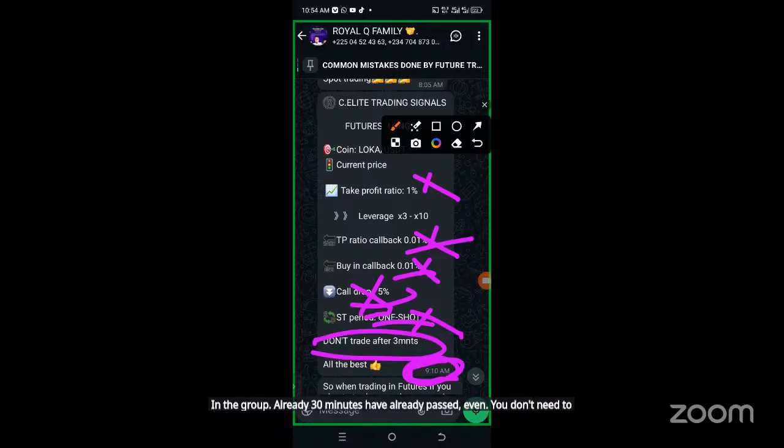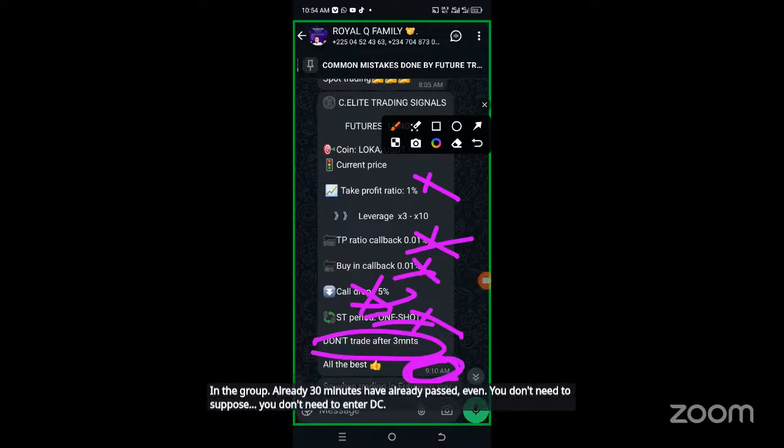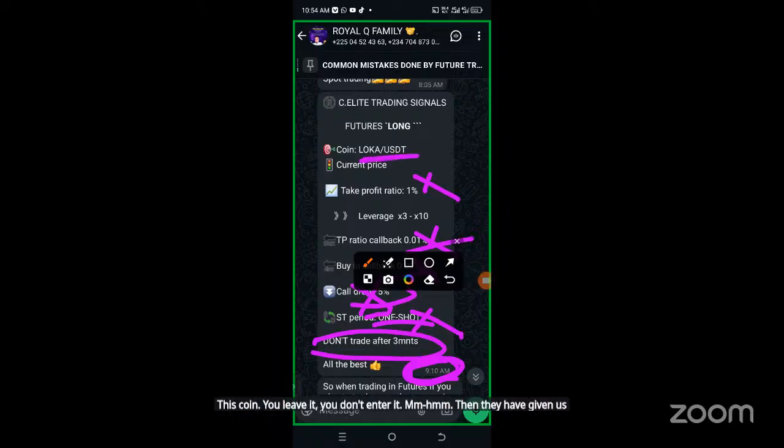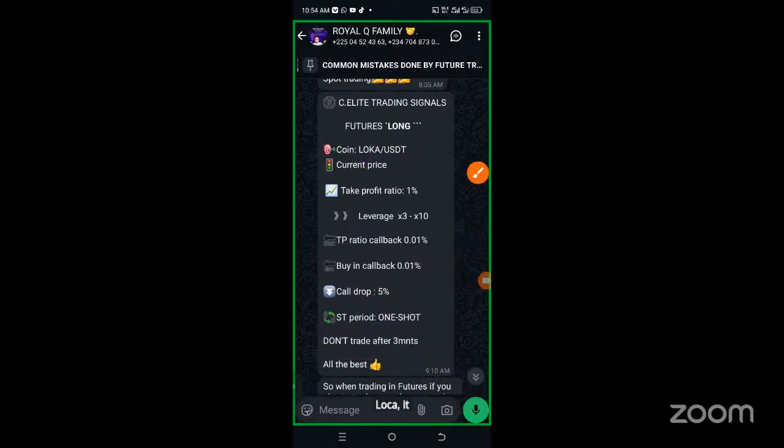You don't need to enter this coin. You leave it. You don't enter it. Then they have given us Locker. Locker is the coin we are supposed to set. Come here in your Royal Q.